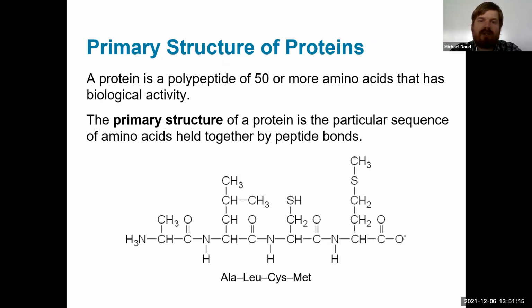Let's go ahead and talk a little bit about proteins. What we've talked about so far, the building up of amino acids, is slowly going to lead to protein structure. Now, in order to actually get a protein, by definition, you need 50 or more amino acids all linked together, and they have to have some biological activity. That's the definition of a protein. Now, what we've talked about so far is what's called the primary structure. The primary structure, number 1, is the particular sequence of amino acids that is held together by peptide bonds in a given protein. That's what we call the primary structure.